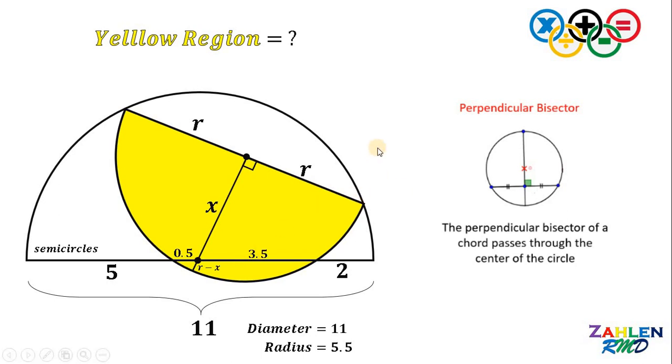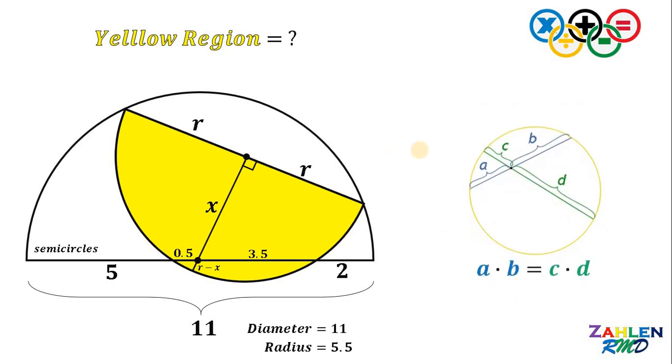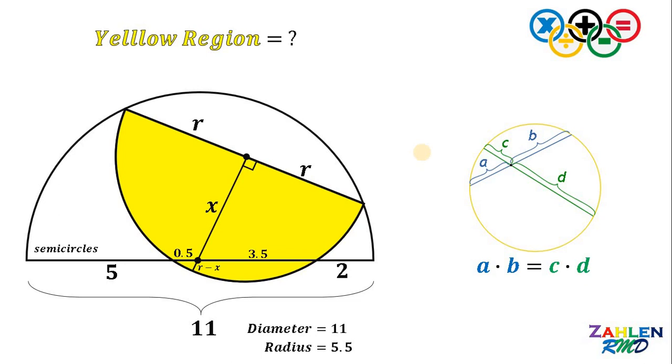Now we will use one theorem, which is the power theorem, specifically the chord-chord power theorem. It says that if two chords of a circle intersect, then the product of the measures of the parts of one chord is equal to the product of the measures of the parts of the other chord. Given this figure, A times B must be equal to C times D.